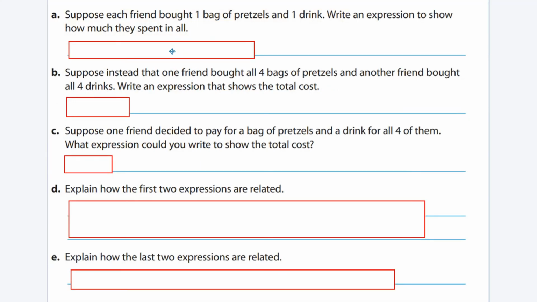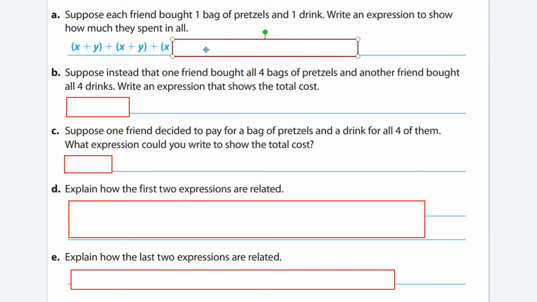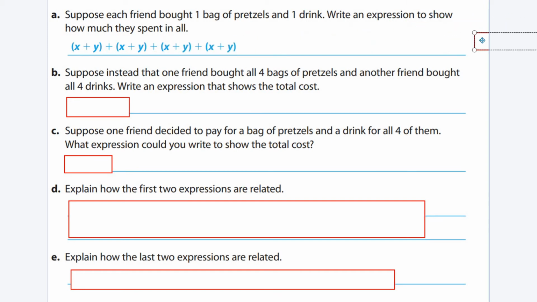So let's look at question A. Again, suppose each friend bought 1 bag of pretzels and 1 drink. Remember, there's 4 of them. And they gave you the variables x and y. So here's one friend buying it. X plus y, right? 1 bag of pretzels, 1 drink. Plus the second friend buying 1 bag of pretzels plus 1 drink. Plus the third friend, plus the fourth friend. Hopefully that makes sense. Each person bought 1 bag of pretzels and 1 drink. And then you add them all up, because it says how much did they spend in all.